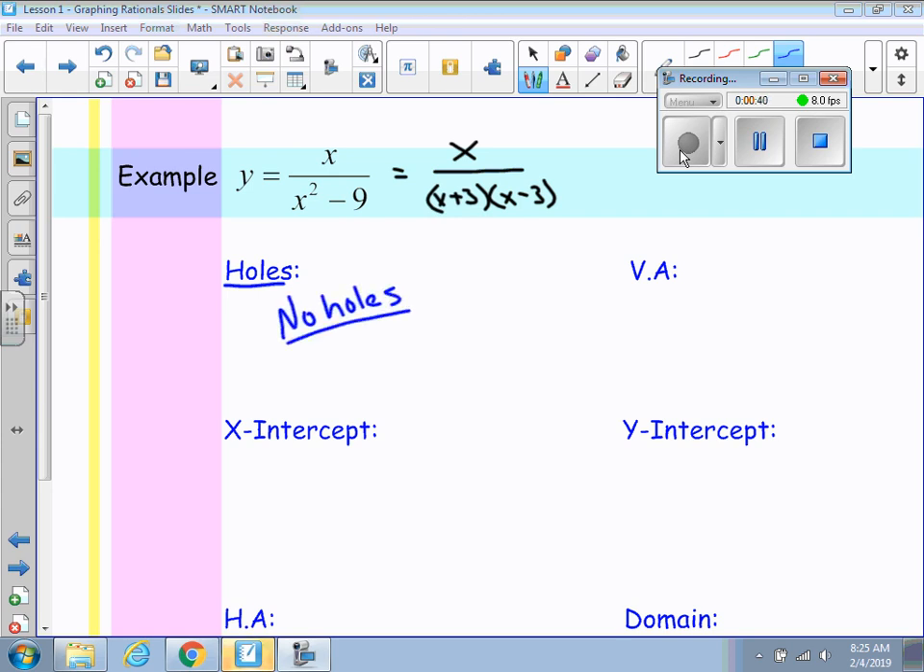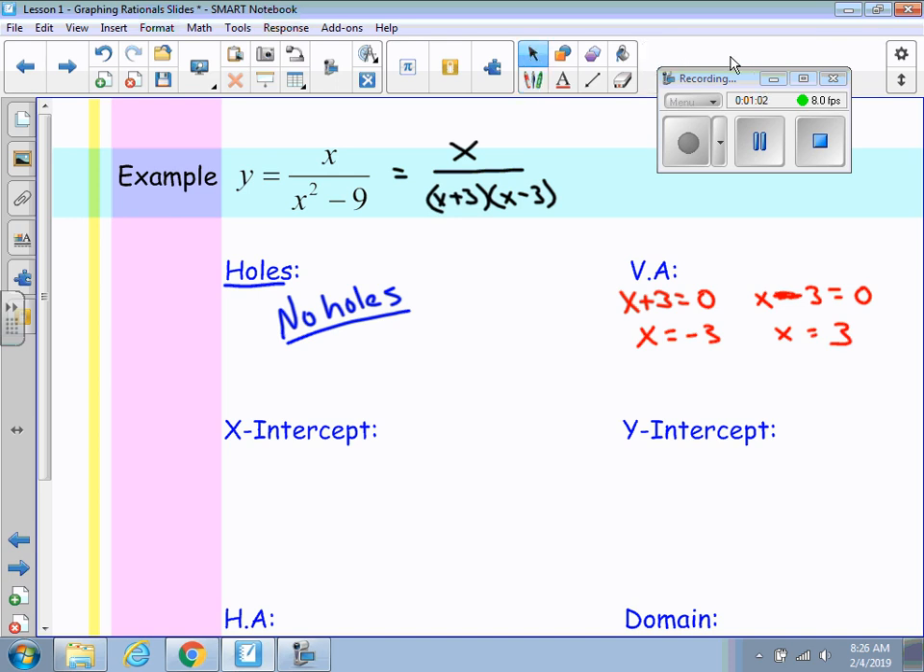All right, so now vertical asymptotes. To get your vertical asymptotes, you take your factors that are unique to your denominator, set them equal to 0 and solve. We have two factors unique to our denominator, so we're going to have two vertical asymptotes. Whoops, I meant to put x minus 3 equals 0. All right, so I have x equals negative 3 and x equals 3.